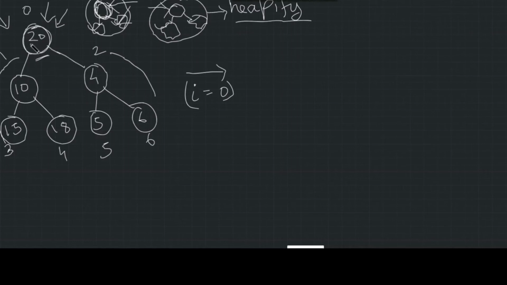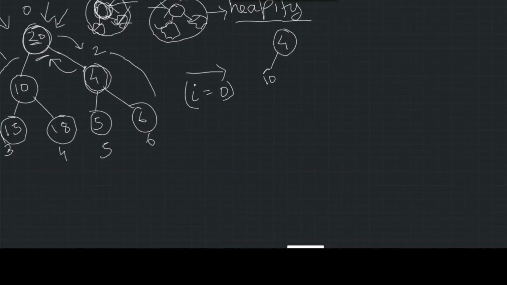We compare 20 with its left child value and its right child value. Comparing 20 with the left child value, the smaller is 10. Comparing 10 with the right child value, the smaller is 4. Basically we need to find the minimum of this node, the left child node, and the right child node. The minimum value is 4, therefore we need to swap 20 with 4. Now 4 will come on the top.